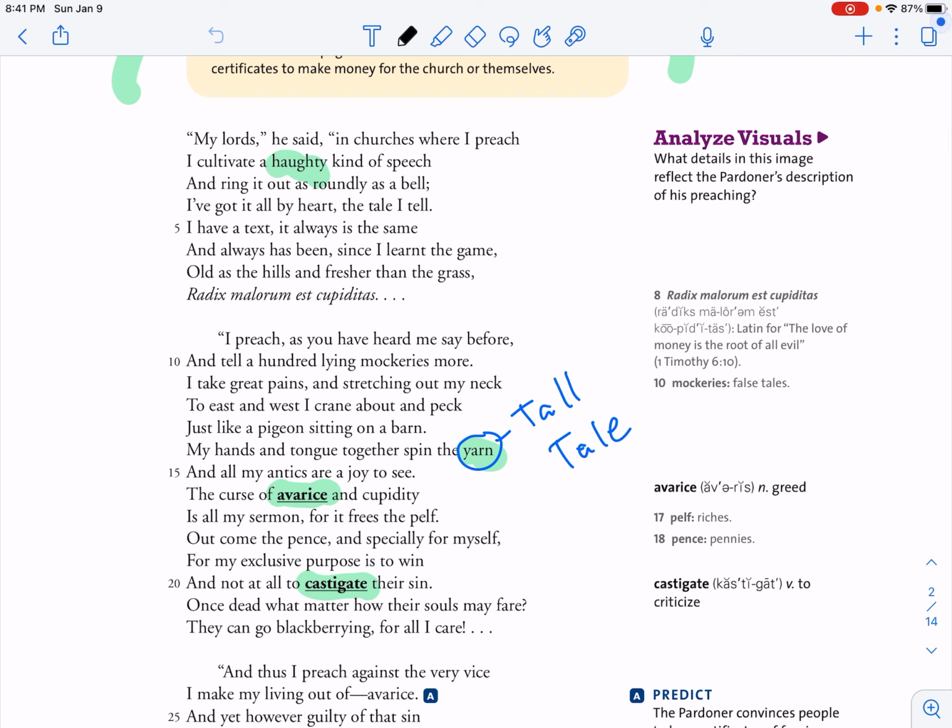My lords, he said, in churches where I preach, I cultivate a haughty kind of speech, and ring it out as roundly as a bell.